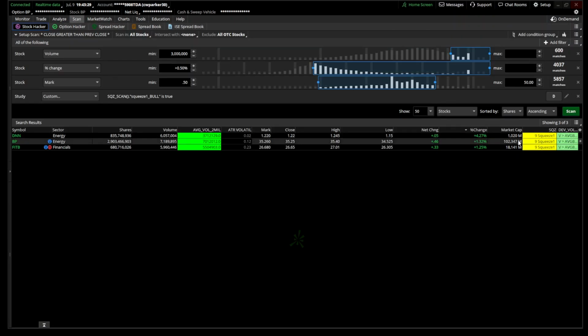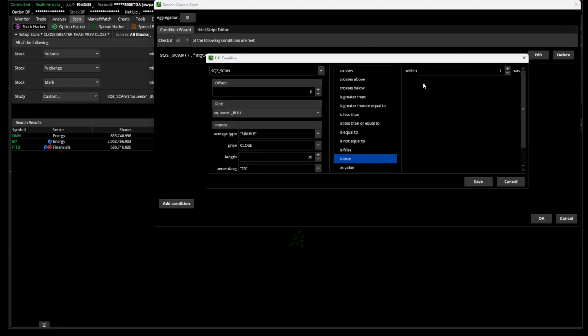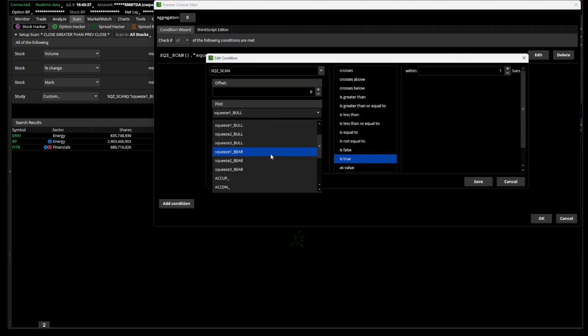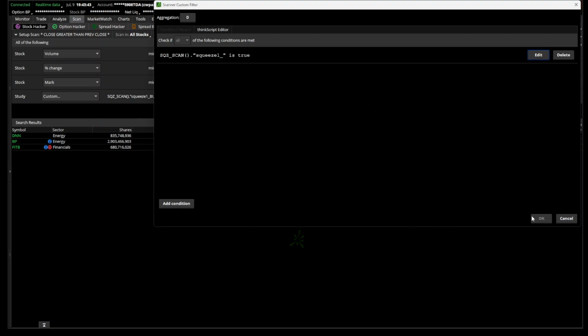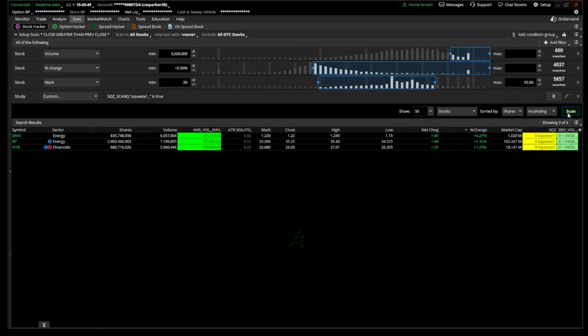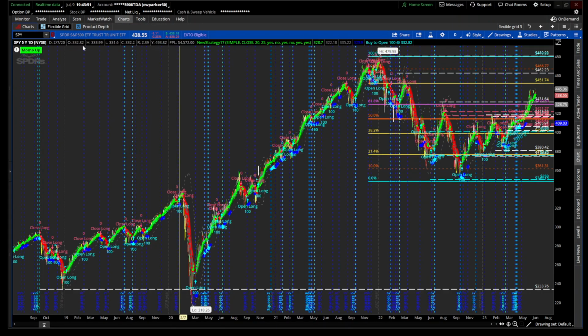So we want to scan. You can see the squeezes right here. That's a scan I did earlier. We're going to look for anything that's squeezing, according to squeeze 1. And this is what we get. So we got TRIP. I remember that one.